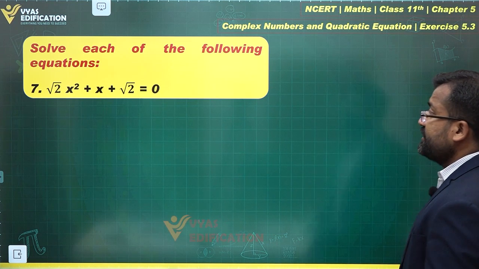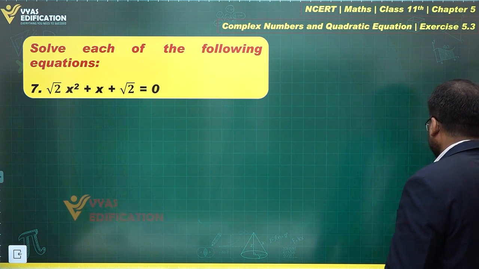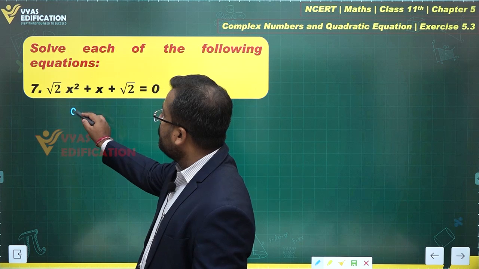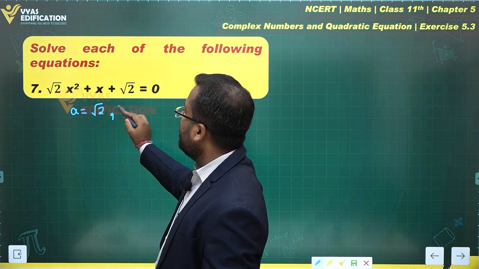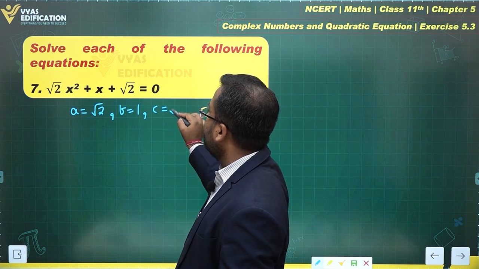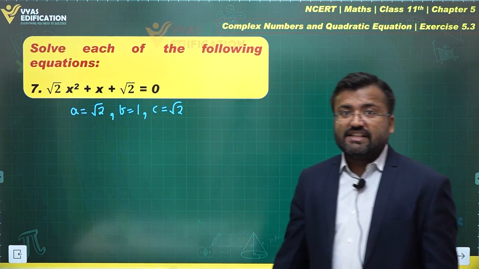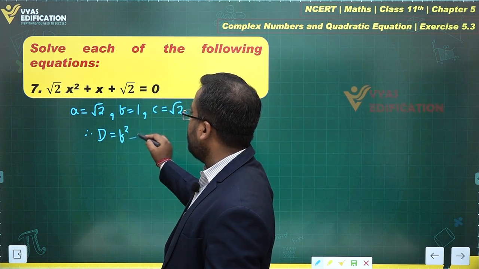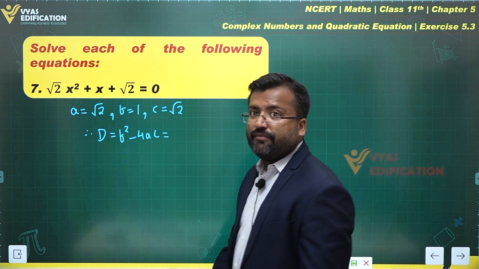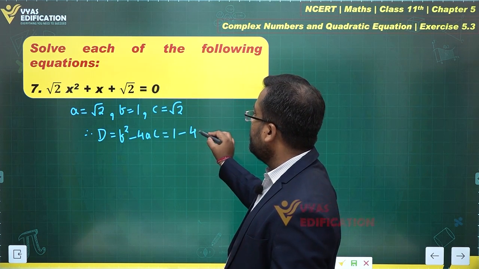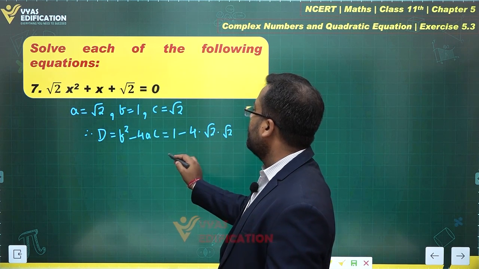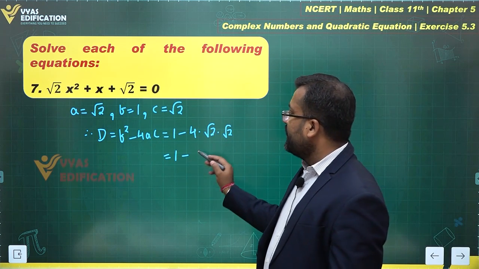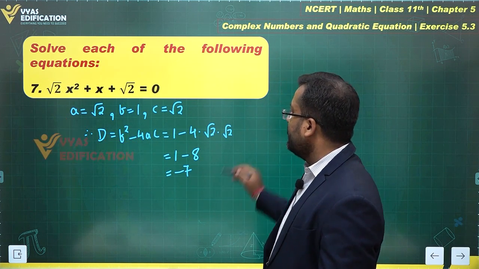Seventh part, root 2 x square plus x plus root 2. Are we afraid of these under roots, under root of 2? No, we are not afraid of them. What we will simply note is the value of a is root 2, the value of b is 1, the value of c is root 2. Since this is the case, the discriminant b square minus 4ac can also be found easily. This will become equal to 1 minus 4 times root 2 times root 2. 1 minus 4 times 2, and 4 into 2 becomes equal to 8. This is minus 7.